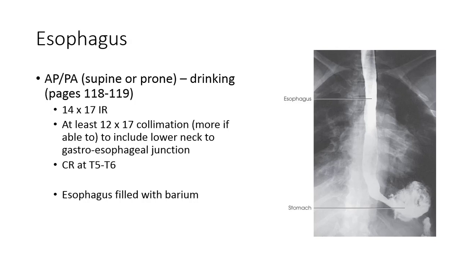You typically utilize a 14x17 image receptor with some side-to-side collimation, at least 12x17 collimation, and more if you're able to, depending on the size of the patient, to include the lower neck to the gastroesophageal junction. Central ray should enter T5 to T6, and the esophagus should be filled with barium. It typically takes 2 to 3 large swallows to fill a patient's esophagus with contrast for the entire length of the esophagus for this view. We'll discuss specific instructions for drinking in lab.